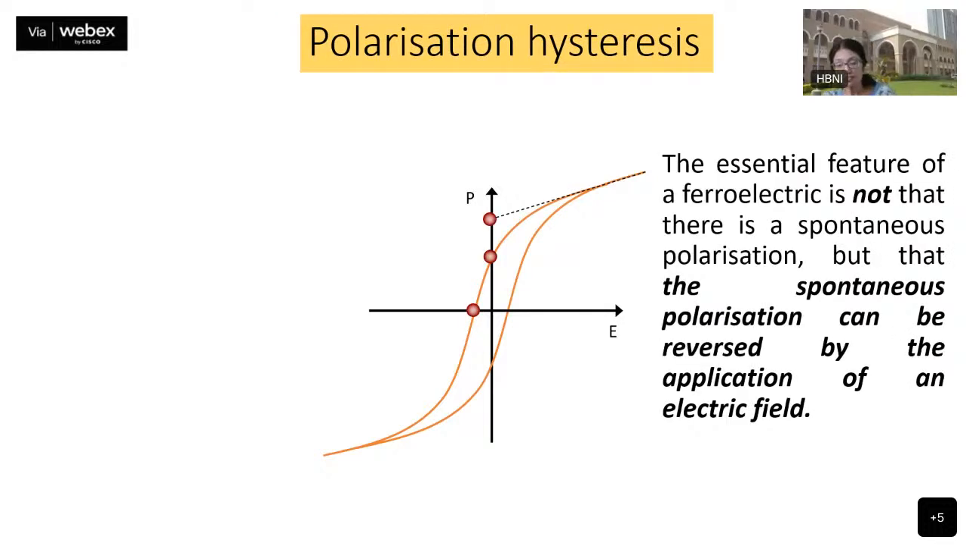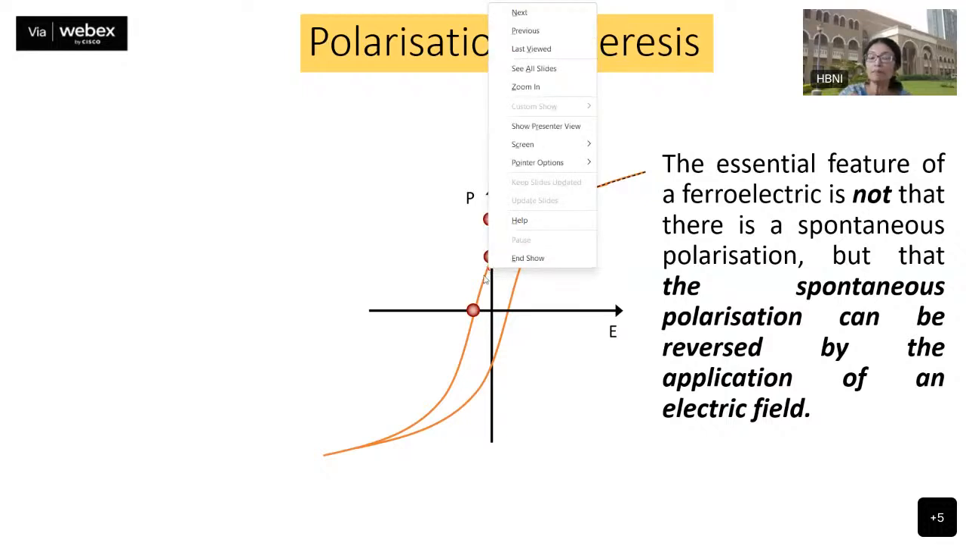So the essential feature, please remember, of a ferroelectric is not that it has a spontaneous polarization, but that the spontaneous polarization can be reversed by the application of an electric field. So you have a spontaneous polarization, good and fine, but the major thing is that when you apply the electric field in the other direction, the polarization can be reversed.